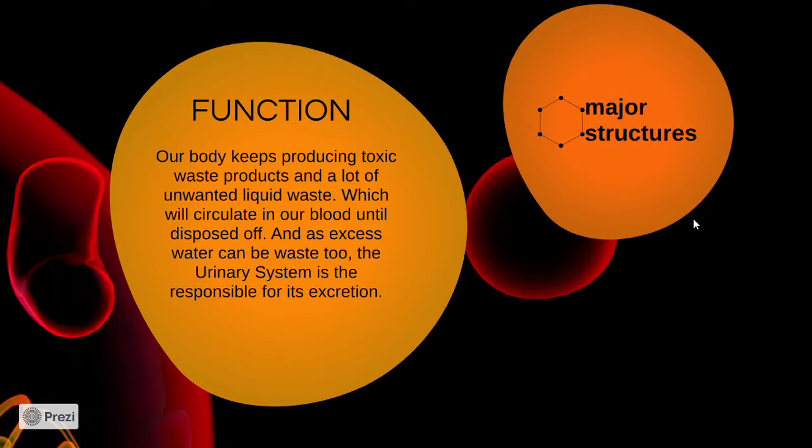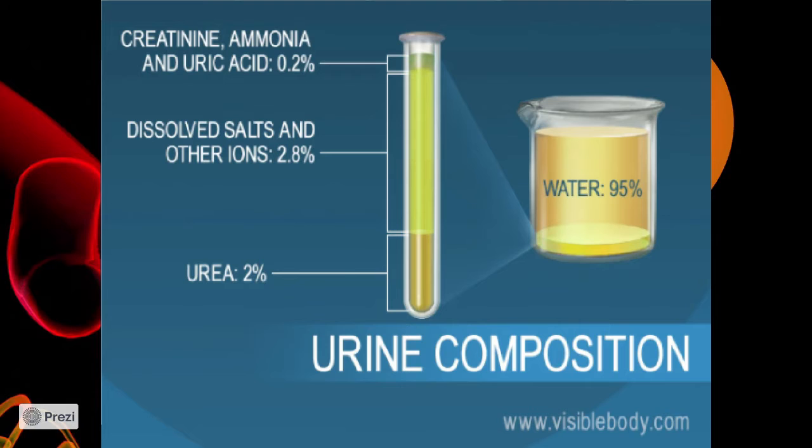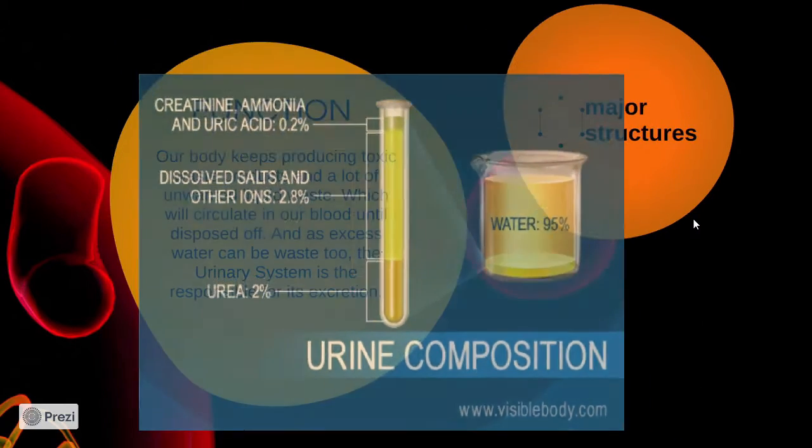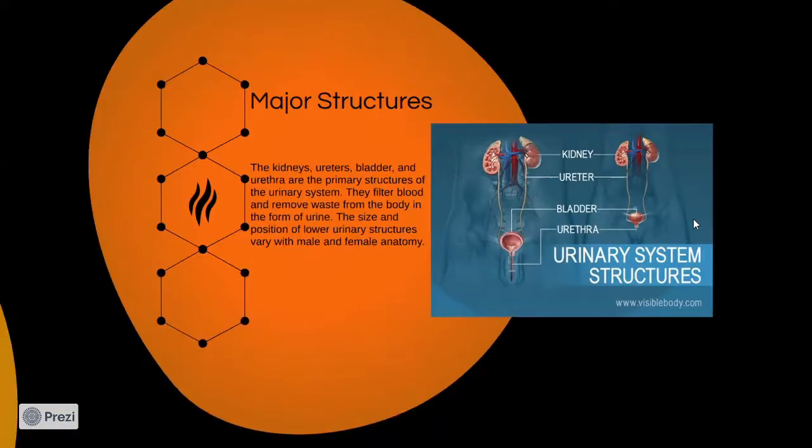Our body keeps producing waste products and a lot of unwanted liquid waste, which will circulate in our blood until disposed of. And as excess water can be wasted, the urinary system is responsible for its excretion. Now let us proceed to the major structures of the urinary system.